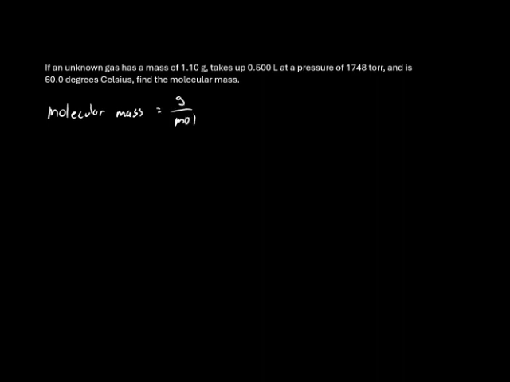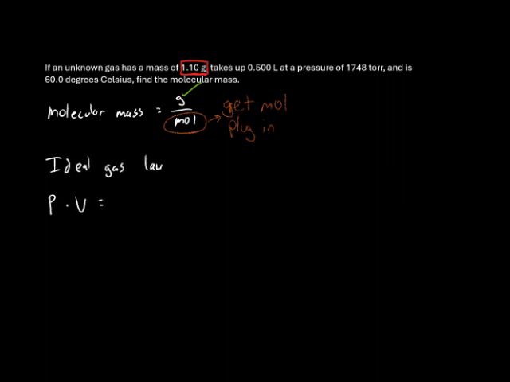We are actually given the mass already, and that was the first piece of information we were given. We'll check that off because we already know the grams of the gas. So really, our goal is to get the moles of the gas and then plug it into this equation. Now, in order to get the moles of the gas, we'll need to use the ideal gas law. The ideal gas law says pressure times volume is equal to moles times R times T.